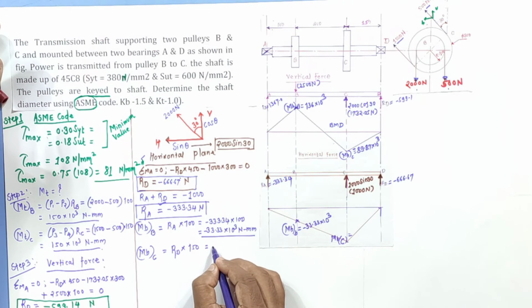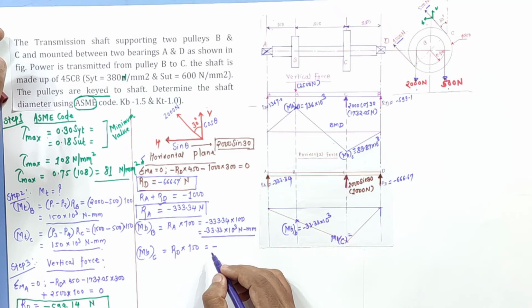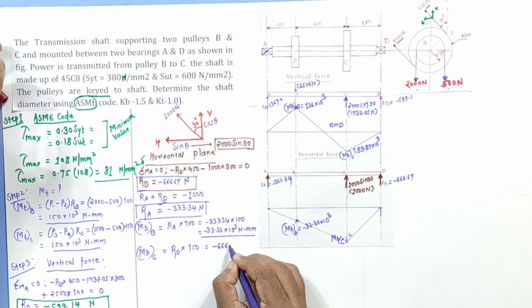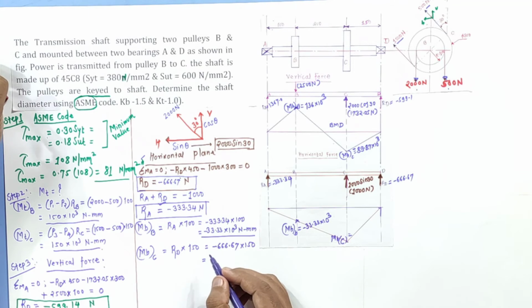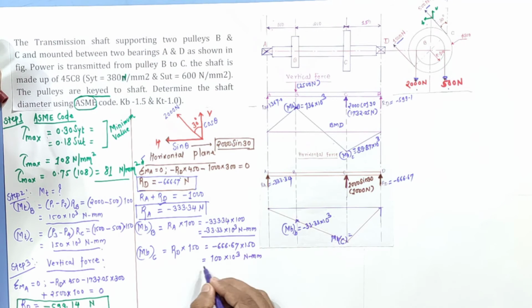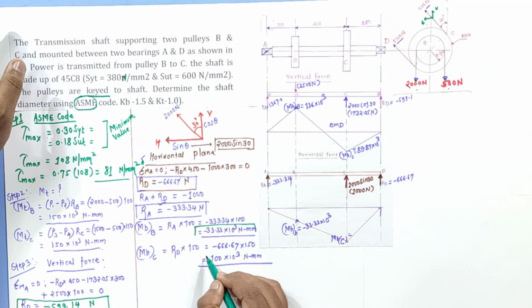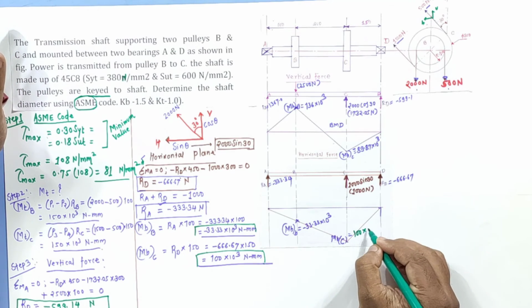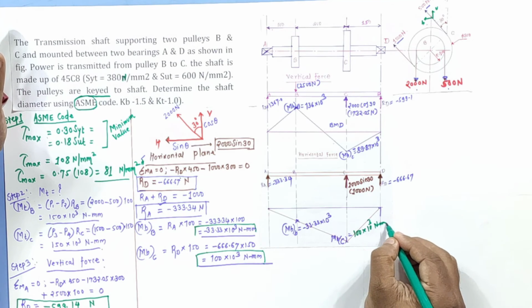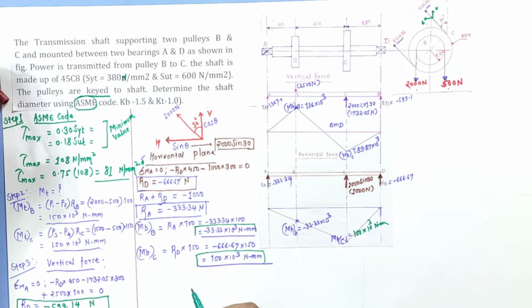It is again minus, so the sign is minus because of the negative sign. After multiplying, this is minus 666.67 into 150 distance. So I'll get the bending moment at point C as approximately 100 into 10 raised to 3 Newton mm. So these are the two bending moments which we have obtained directly from the structure. Here I have written 100 into 10 raised to 3. So this will be the bending moment we have calculated.